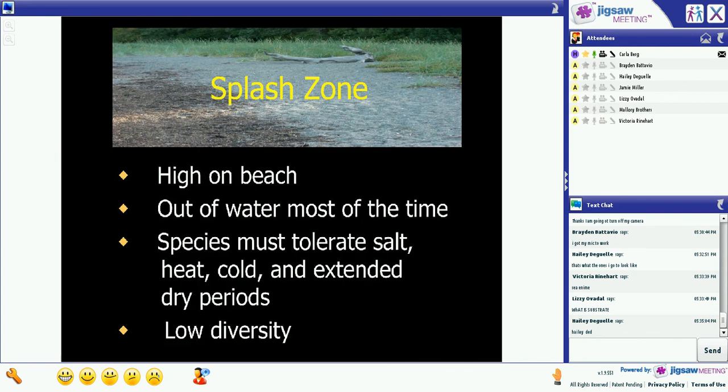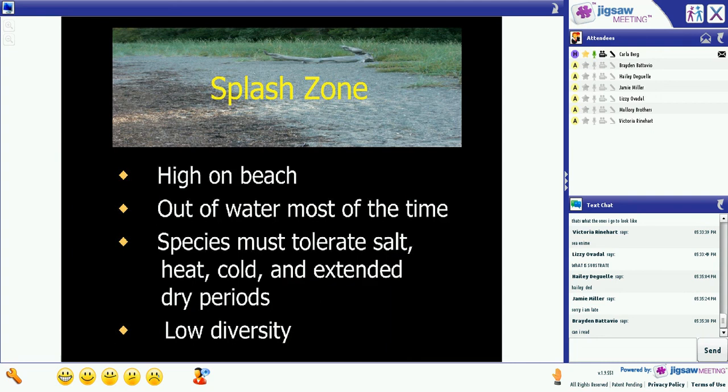Here we have some information about a splash zone. Brayden, you have a question? Go right ahead. Sure, go ahead. If you'd like to read this slide, go ahead, Brayden. Splash zone. High on beach, out of water most of the time. Species must tolerate salt, heat, cold, and extended dry periods, and low diversity.